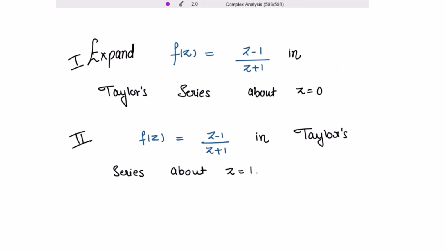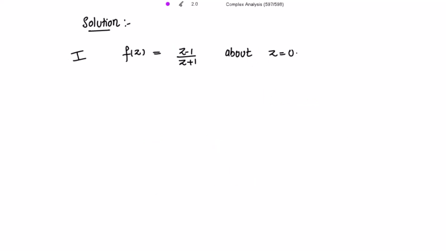We need to expand f(z) = (z - 1)/(z + 1) in a Taylor series about z = 0, and the same function in a Taylor series about z = 1. So first we are going to expand this f(z) about z = 0. So our function is f(z) = (z - 1) divided by (z + 1).